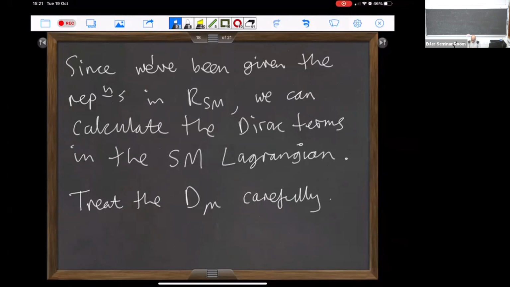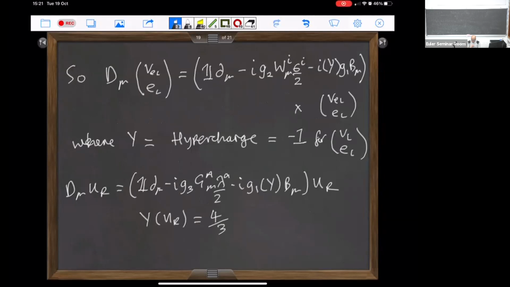Okay, let's get back to the covariant derivative. What I was saying is that we have to know how to apply the covariant derivative carefully. For instance, let's look at the covariant derivative for the lepton doublet. Because it's a doublet, it transforms under SU2 as a doublet, so its covariant derivative includes the SU2 gauge bosons. This term just acts in the two-dimensional representation on these two fields, nu and E.